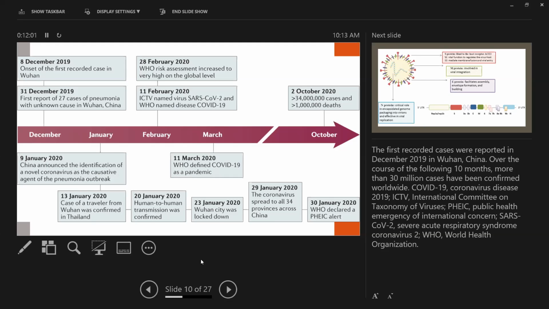Wuhan was locked down January 23rd. A week from then, the virus had spread to all 34 provinces across China. And by the end of January, you have a public health emergency of international concern alert. And then up here in October, of course, we have over 1 million deaths and then 34 million cases and so on and so forth. And the number of cases just keeps climbing.